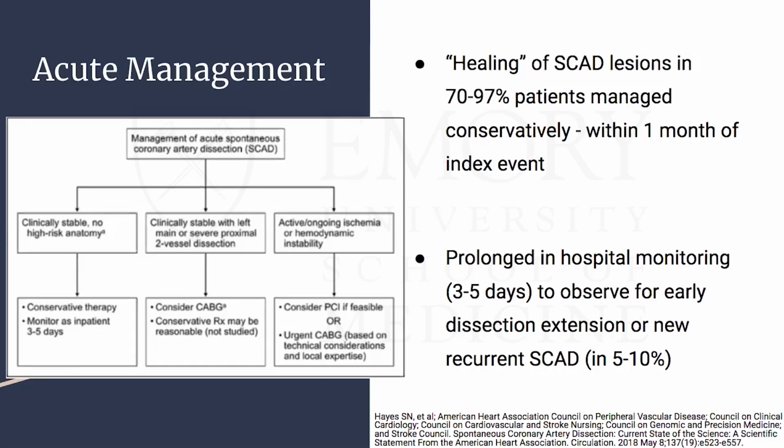And in terms of the patients with clinical stability but still with high-risk anatomy, these are patients in whom conservative therapy may be more challenging to pursue. These are patients who we would have to think about pursuing aggressive management like PCI or even CABG. And I'll go through some of the data on PCI and CABG in a moment.